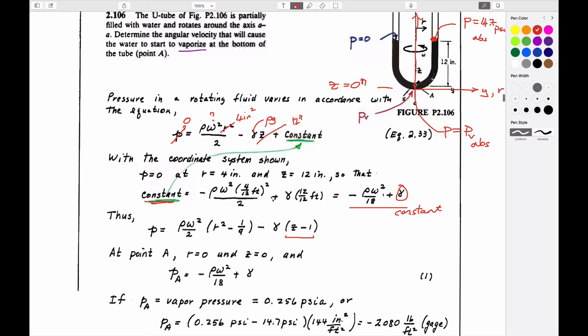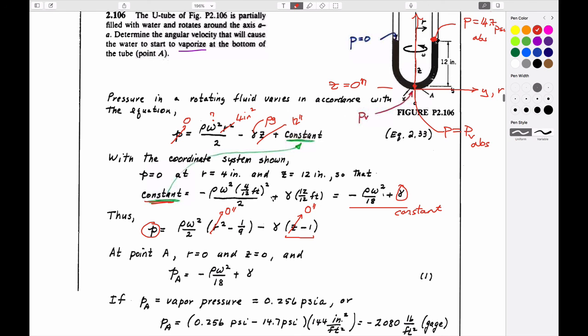We want to find out what the pressure is at this point. This is where it's going to cavitate. We know the elevation of this is 0. We know the radius of that point is also 0, right? We know the density of water. And all we need to know is the magnitude of the fluid pressure at which it will cavitate.